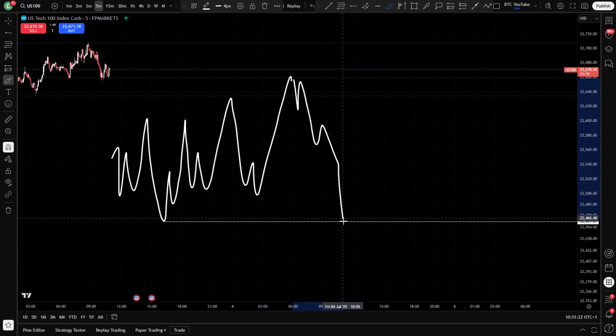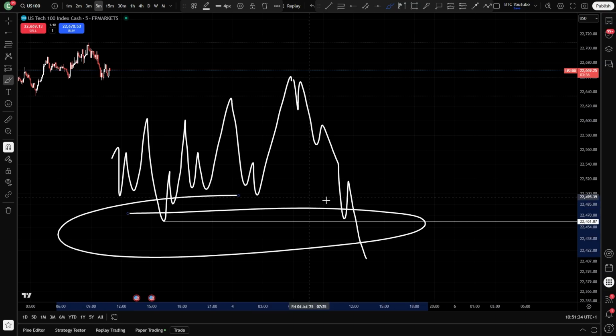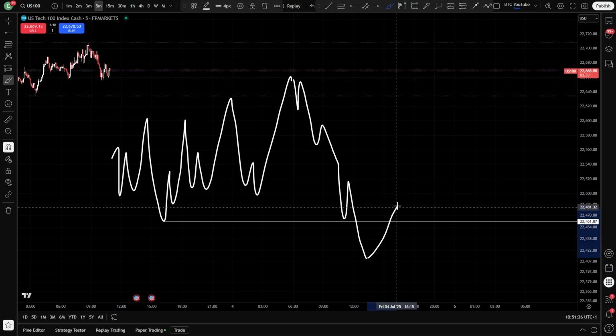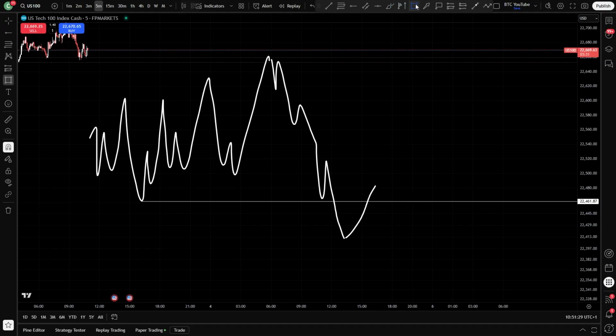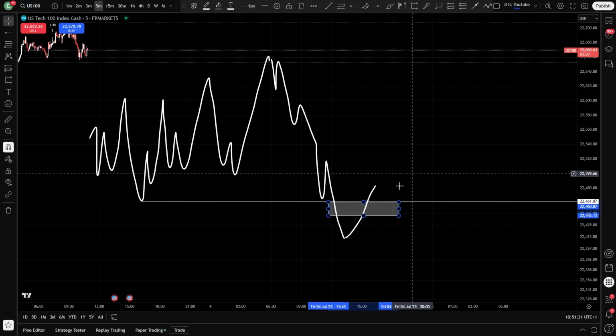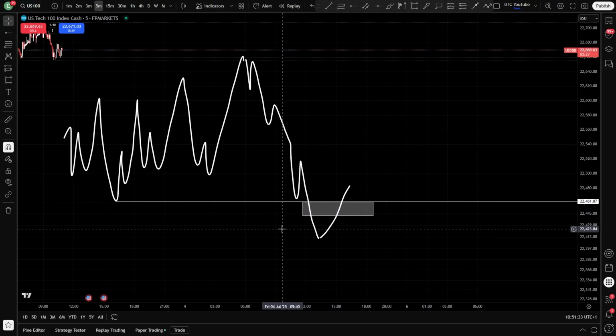Generally what you'd be looking for is to come down, take this low, take the liquidity below the low, and then you're looking for that V-shaped recovery back to the upside with an inverted fair value gap back to the upside as well, like this. This is your entry model, very simple.